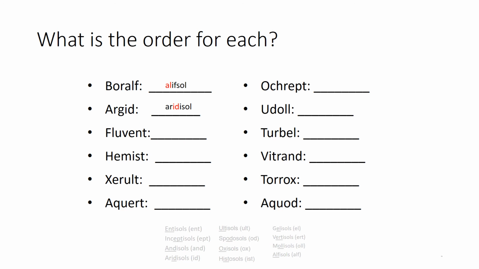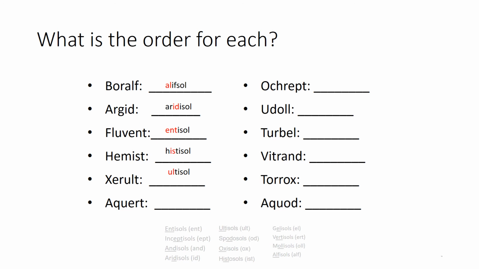What soil order goes with Fluvent? If it ends in ent, that's right, it's an entisol. What soil order goes with Hemist? If it ends in ist, it's a histosol. What soil order goes with Xerult? Ult, U-L-T, ultimately weathered, ultisol.